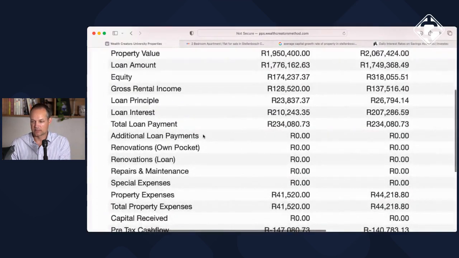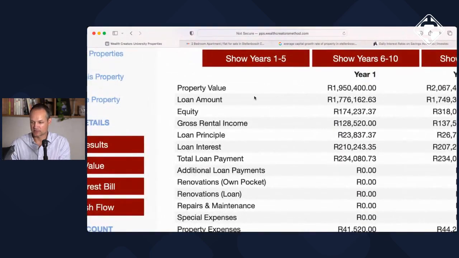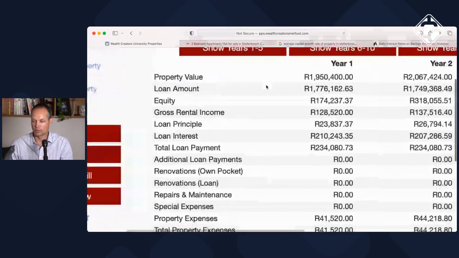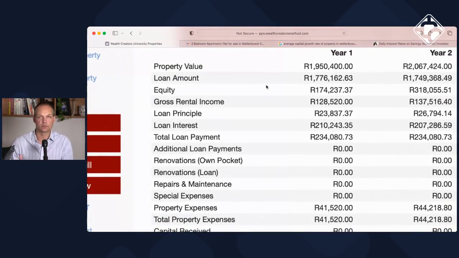I'm going to zoom in so that we have a nice big picture. You can work on specific years going into the future, but I'm just going to focus on the first 5 years, and I'll show you why those are the important ones. So, property value: remember, we assumed we bought the property at 1.8 million. Based on the capital growth rate, 1 year later that property will be worth 1.950 million, which is the purchase price plus its 6% escalation.